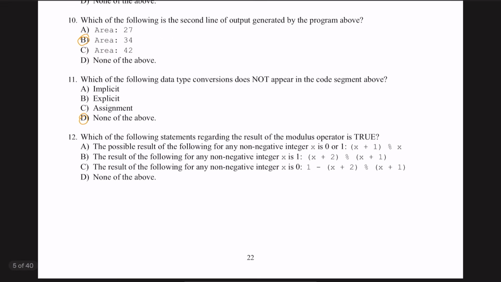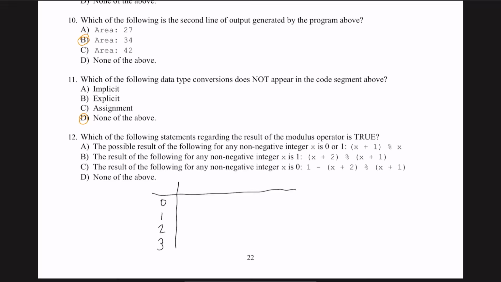Question 12. Which of the following statements regarding modulus is true? A, this equation will only result in 0 or 1 for any non-negative integer. Well, non-negative is the same as 0 and all positive values. So I'm going to make a little input-output table. Right, I'm just going to do 0, 1, 2, 3. Any large number, I'm just going to make the assumption that it acts the same, but these numbers close to 0, or close to the numbers in the equation, 1 and 2, may change the behavior.